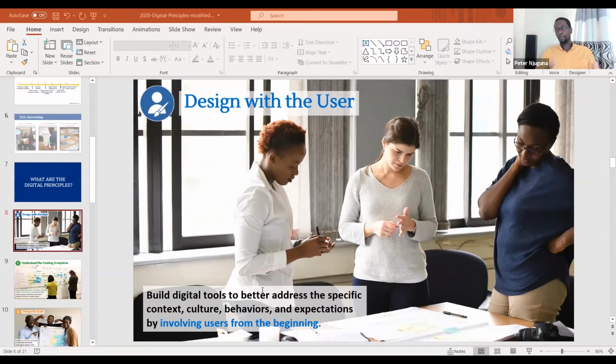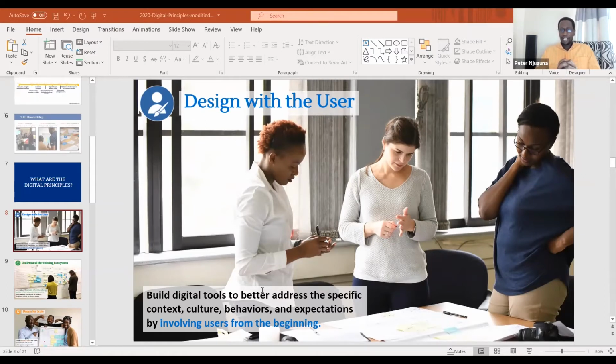The same applies in the development space. You want to develop a technology-led solution that you are sure meets the aspirations and solves the problems that the users had already defined.